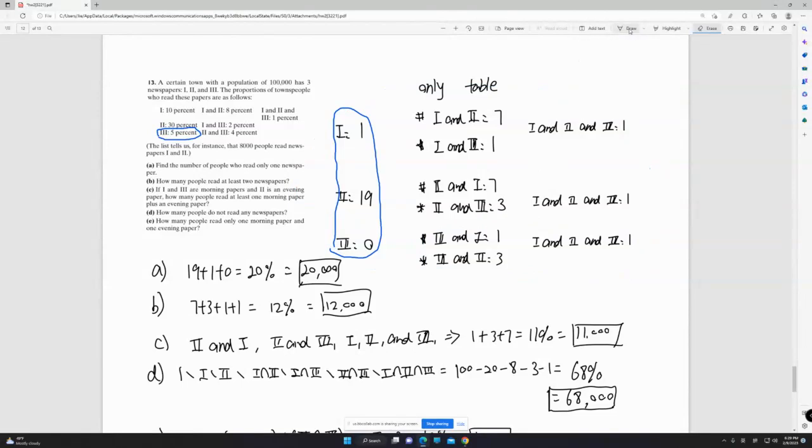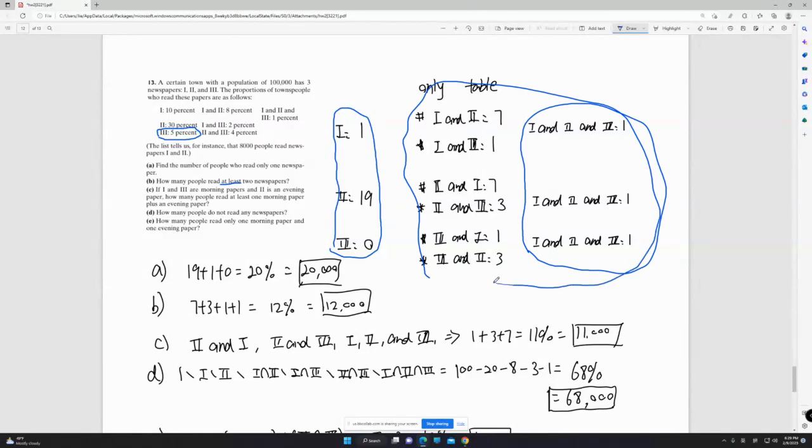Okay, got it. And for part B, how many people read at least 2 newspapers? Because it says at least, we also count this. So we count the sum of those. There are 4 variables. So that would be 7, 1, 3, and 1. The sum would be 12%. That's equivalent to 12,000 people.